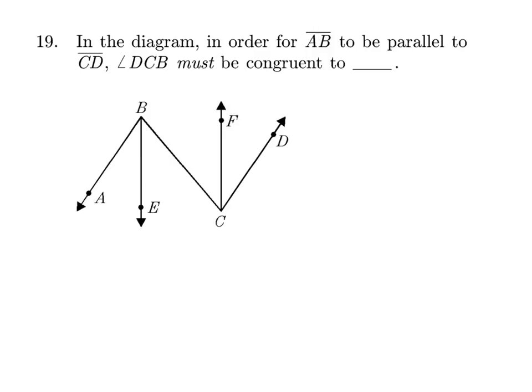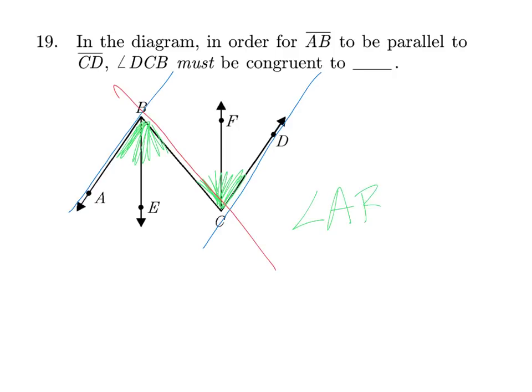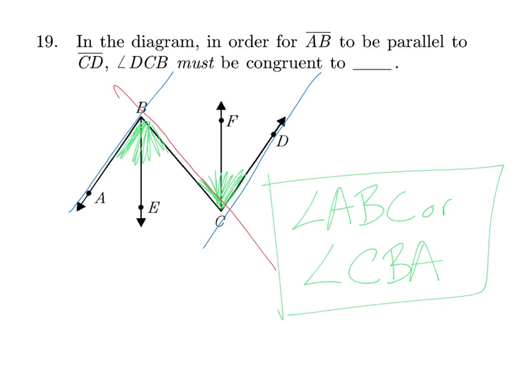All right, in the diagram, in order for AB to be parallel to CD, angle DCB, where's DCB? This angle must be congruent to which angle? Well, it has to be congruent to this angle here, because that would be your transversal. You have alternate interior angles. So it would be angle ABC, or you could also call it angle CBA. Done. Those are alternate interior angles.